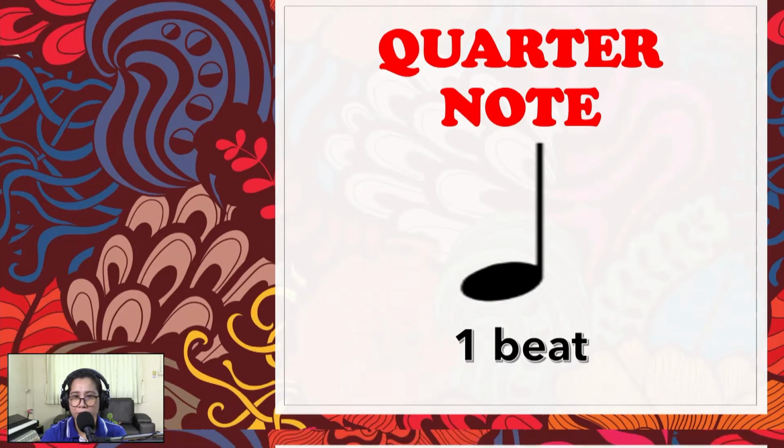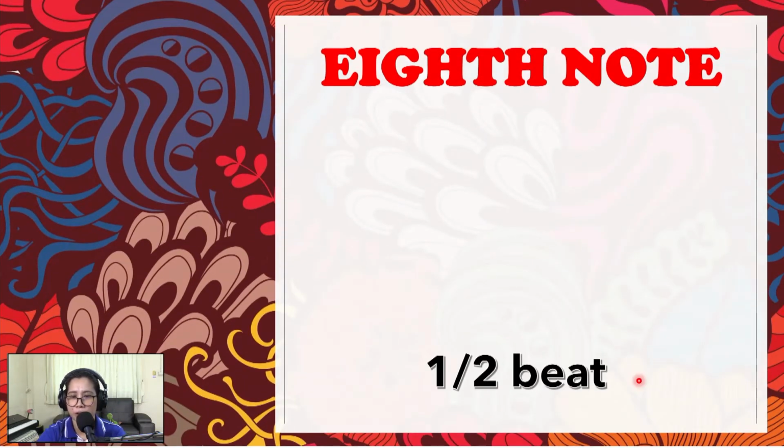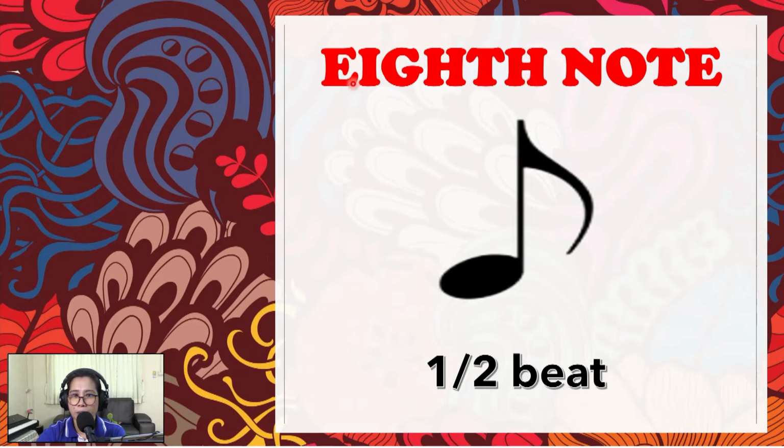Moving on, we have the eighth note. Please remember the spelling again: E-I-G-H-T-H, eighth, note, N-O-T-E. It has a blackened note head, a stem, and now we see a flag. One flag. And it has a half beat. One half beat.